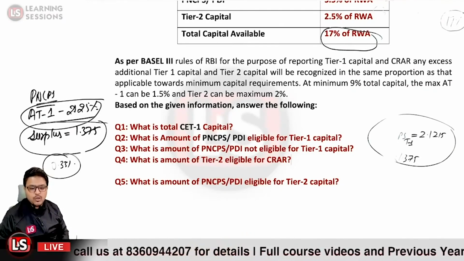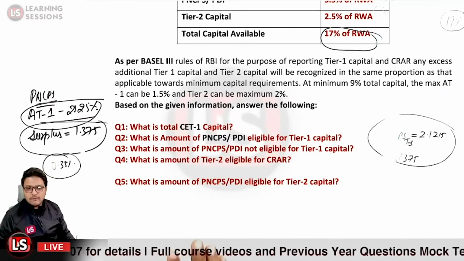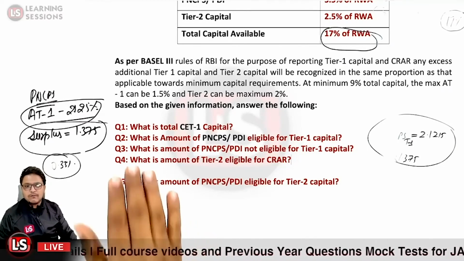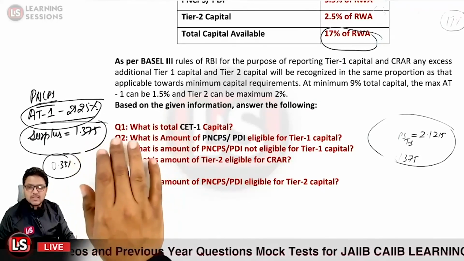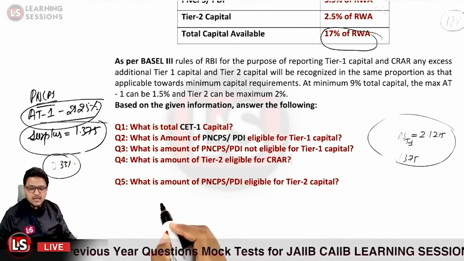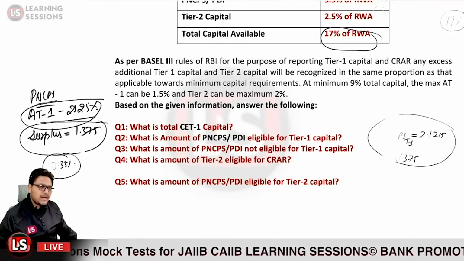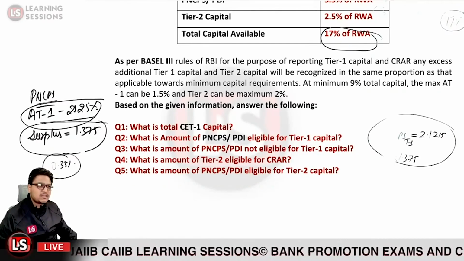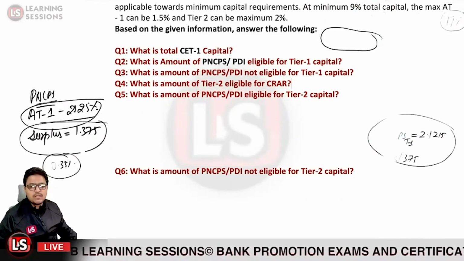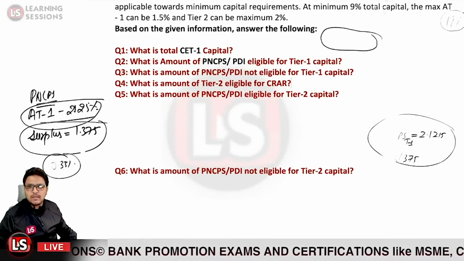And I already told you that the surplus can be utilized as a part of tier 2 capital, and further we calculated the surplus as 3.5% minus 2.125%, and there comes the answer, that is 1.375%, that we have already calculated for question number 5. And further, the next question, the 6th one, says what is the amount of PNCPS or PDI not eligible for the tier 2 capital?